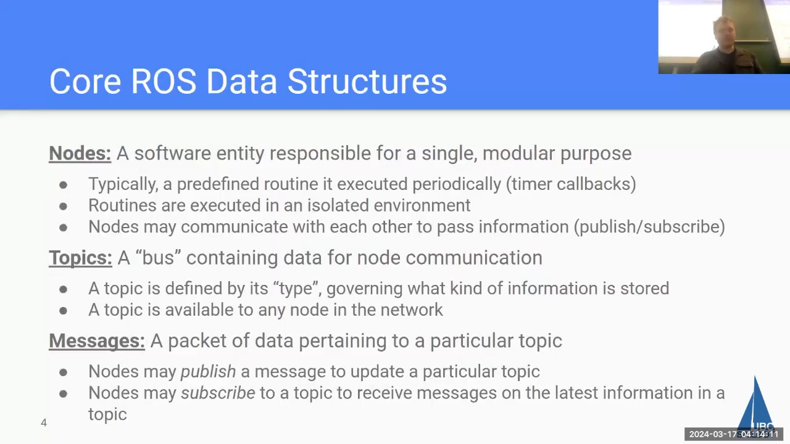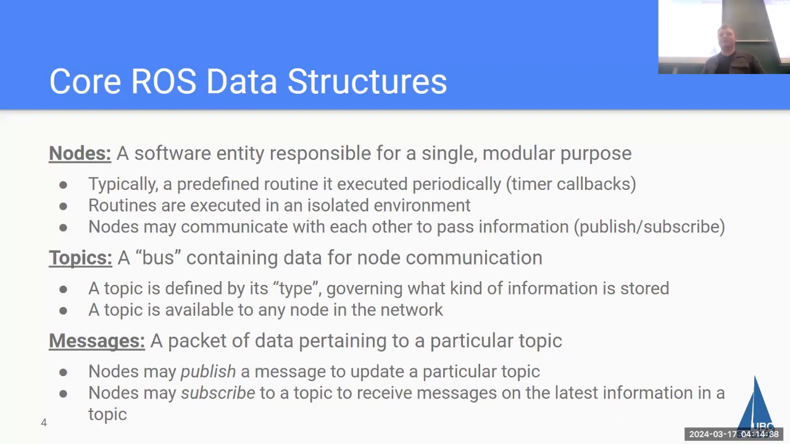So to start, there are essentially three core data structures in ROS that we need to know about for today's presentation. I'm fairly certain that all of you have seen these three data types in the last workshop. First is nodes. So nodes, I kind of stole this from the documentation a little bit, but it's a software entity responsible for a single modular purpose.